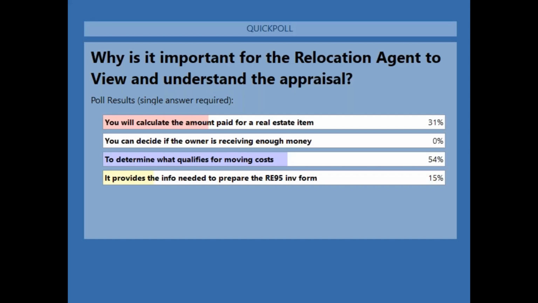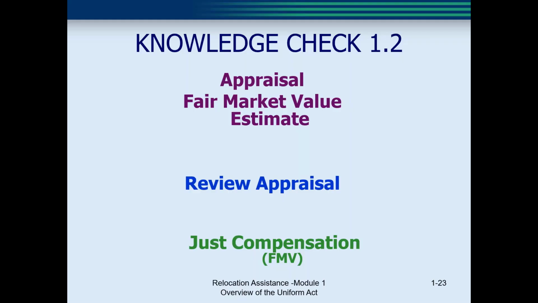Okay, A is not correct because the relocation agent does not calculate the salvage value. That would be an acquisition task. The correct answer is C, to determine what qualifies for moving costs. So that's why you need to make sure that whatever the appraisal is paying for as real estate, you're not paying to move.